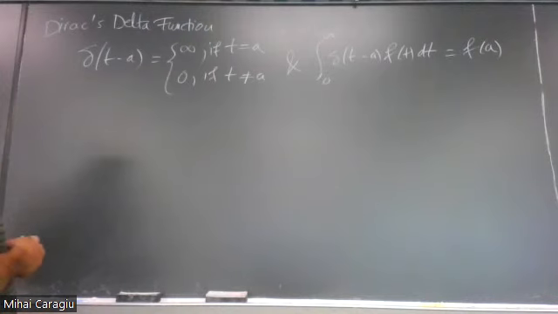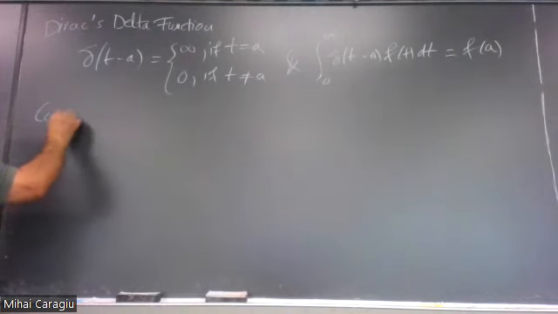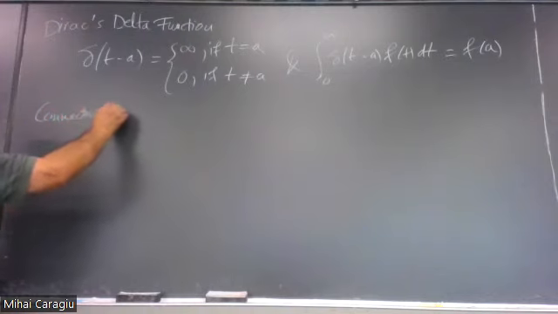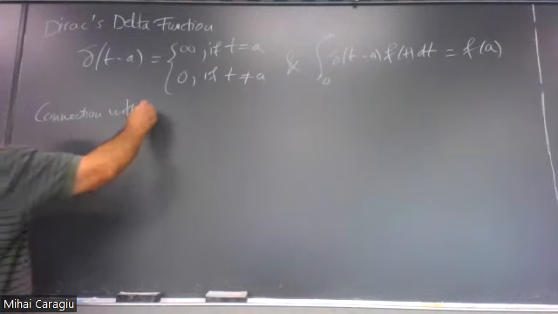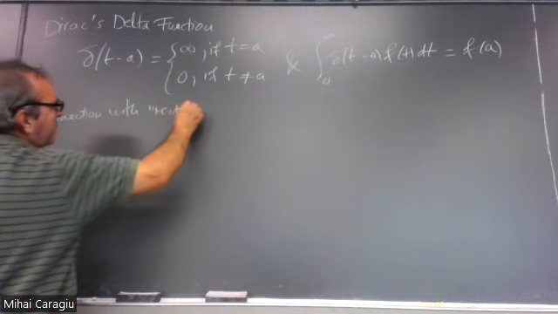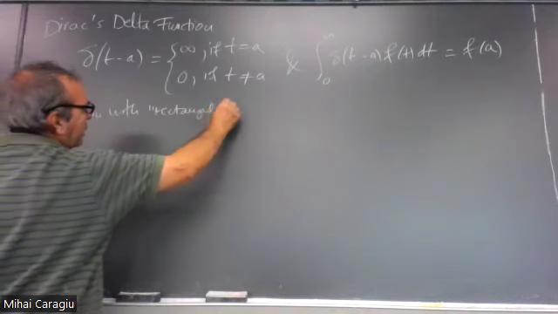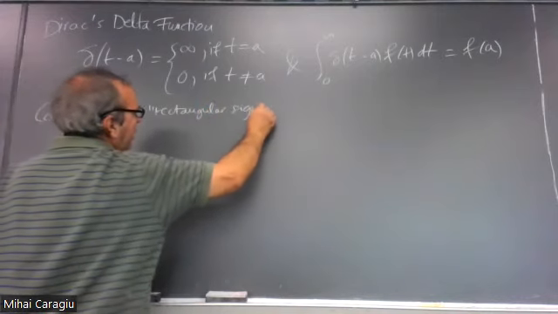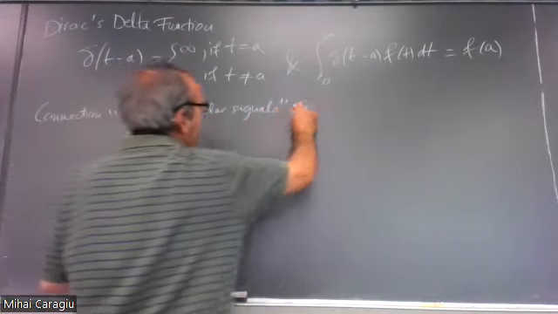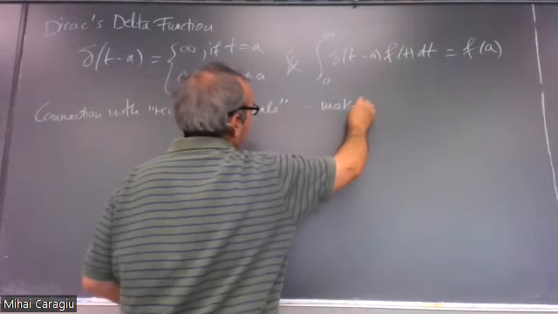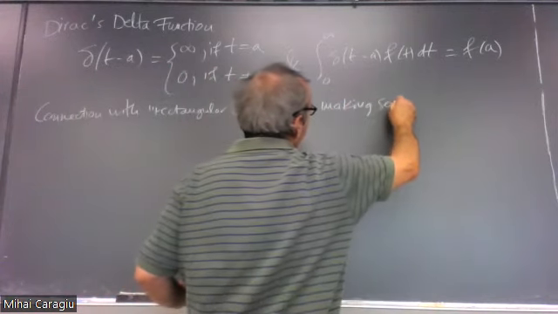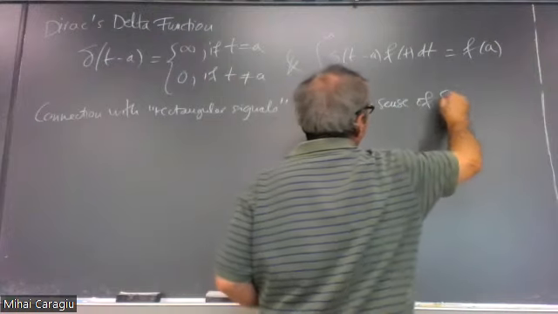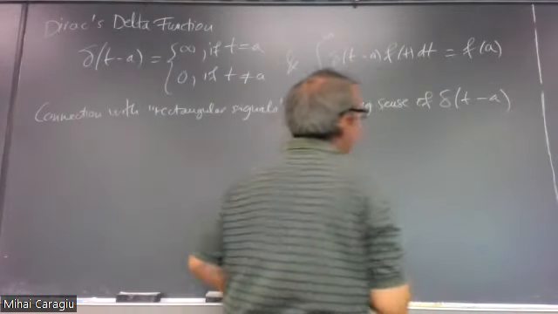So we have to make formal sense of the delta function by connecting it with some rectangles. So connection with rectangles and making sense of delta functions. Connection with rectangular signals and making sense of delta of t minus a.